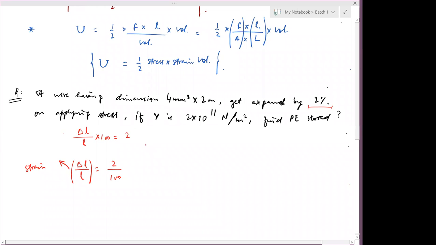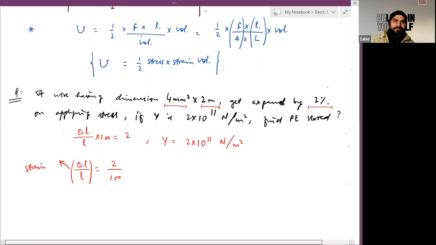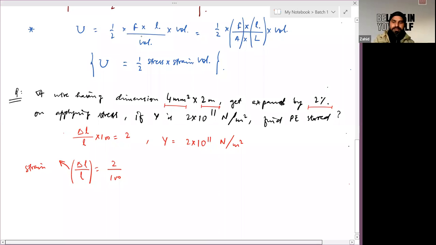Yes, sir. Now we have Young's modulus y equals 2 into 10 to the power 11 Newton per meter square. We can find volume related to this part, area of cross section and length. Now use the above formula and try to find the potential energy. Try to solve.